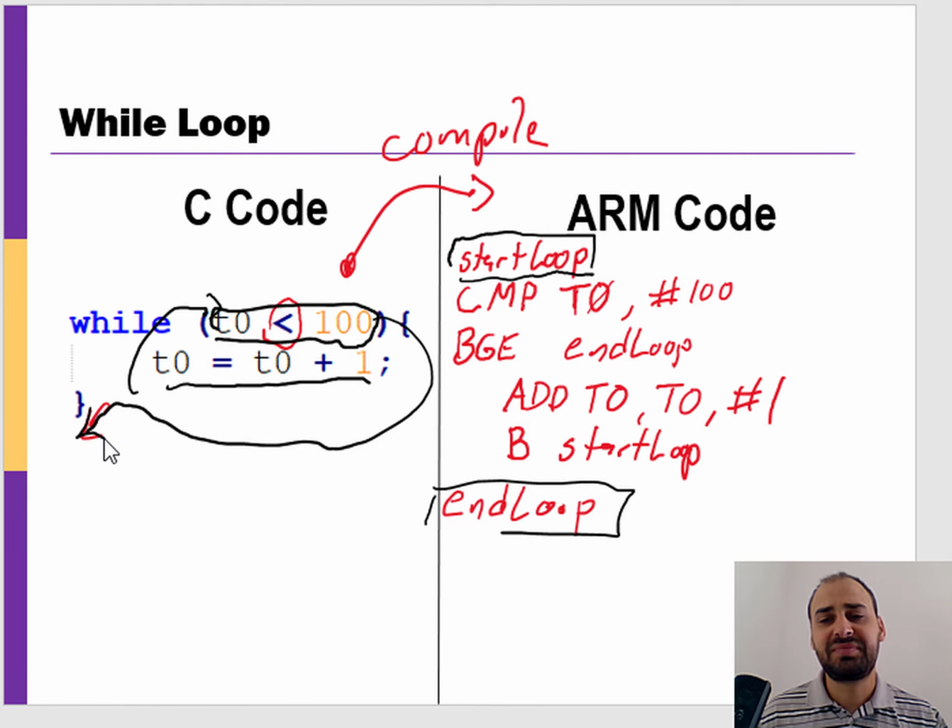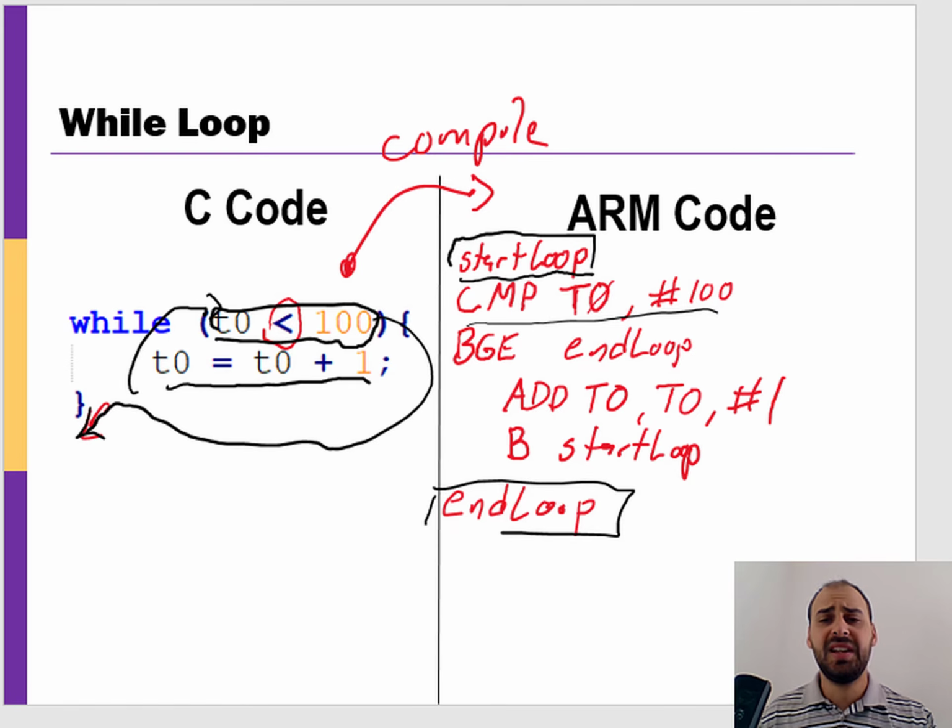It is important in this case that the comparison occurs every time, because we are changing the value of T0 in the loop. So the N and Z bits can change based on the new updated value of T0.